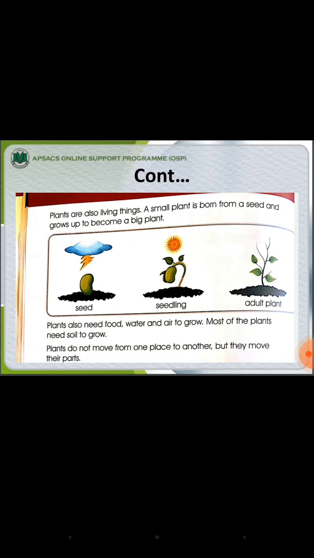Plants are also living things. A small plant is born from a seed and grows up to become a big plant. Plants also need food, water and air to grow. Most of the plants need soil to grow. Plants do not move from one place to another, but they move their parts. So plants are also living things. Humans, animals, birds, insects and plants all are examples of living things.